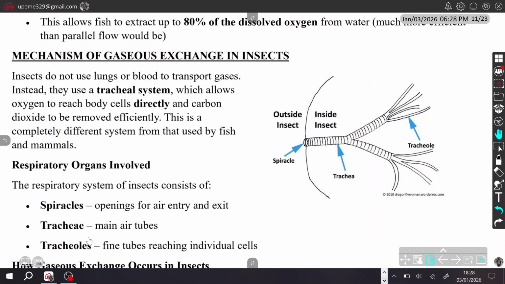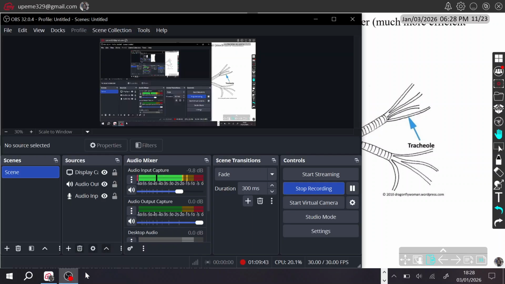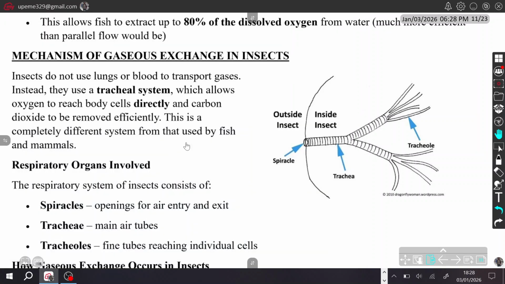So here the lesson will be finishing. It was not supposed to finish here, but I've seen that it is quite long, 1 hour 9 minutes. So when we finish this one, we shall finish the other part in the next lesson. So now we go to the mechanism of gaseous exchange in insects.